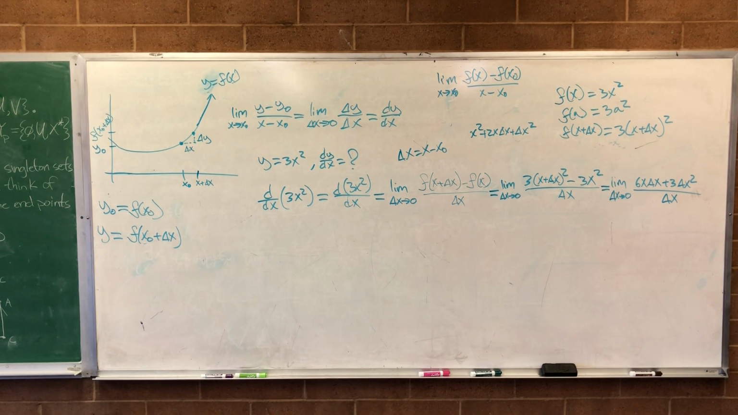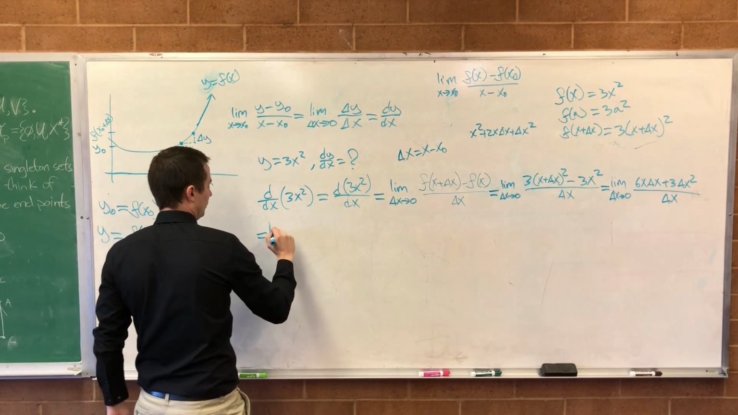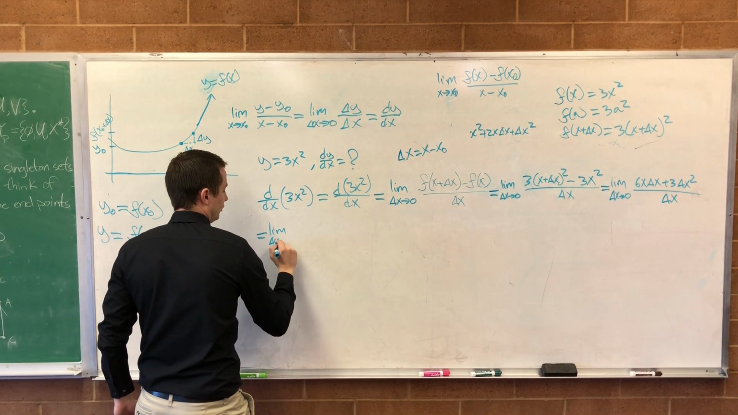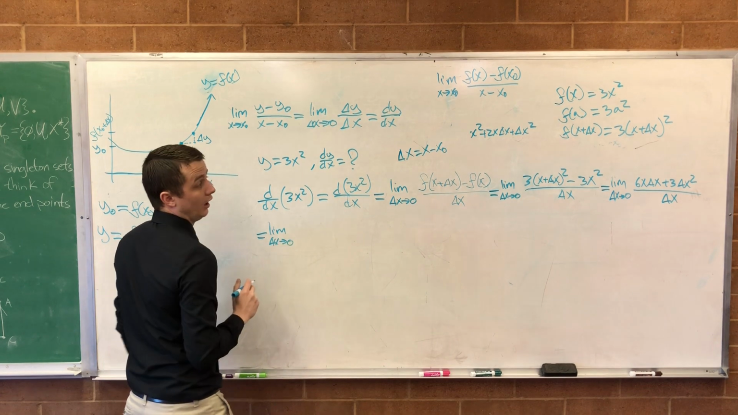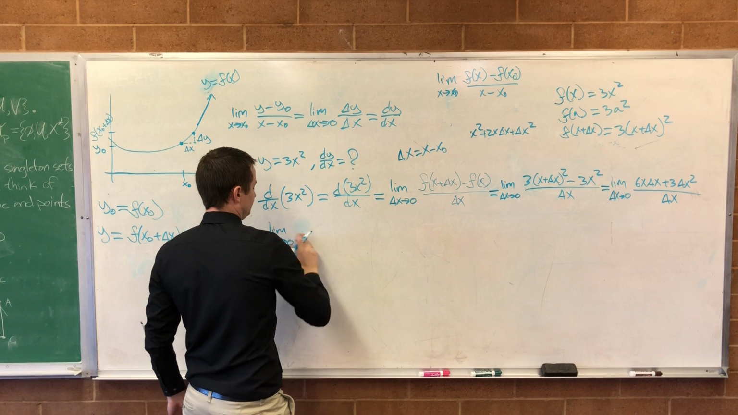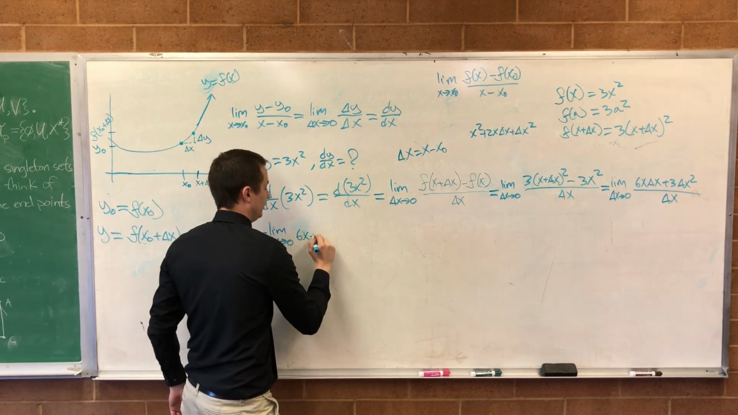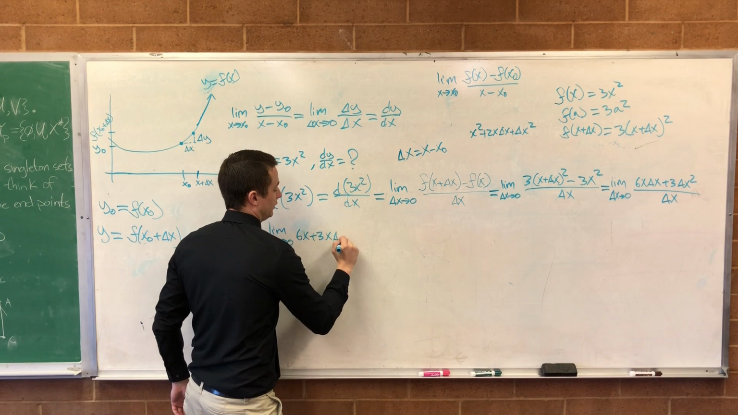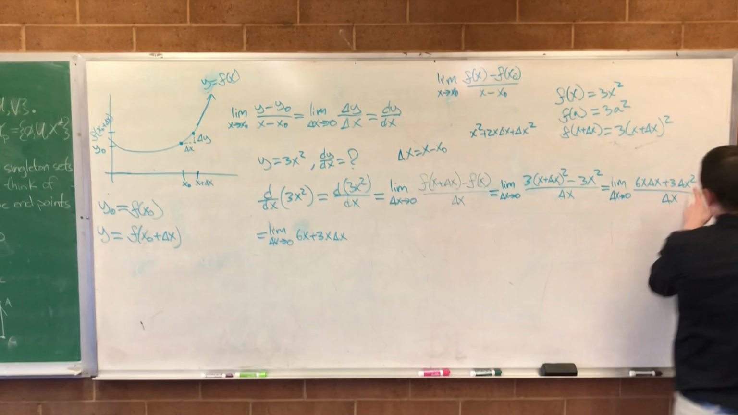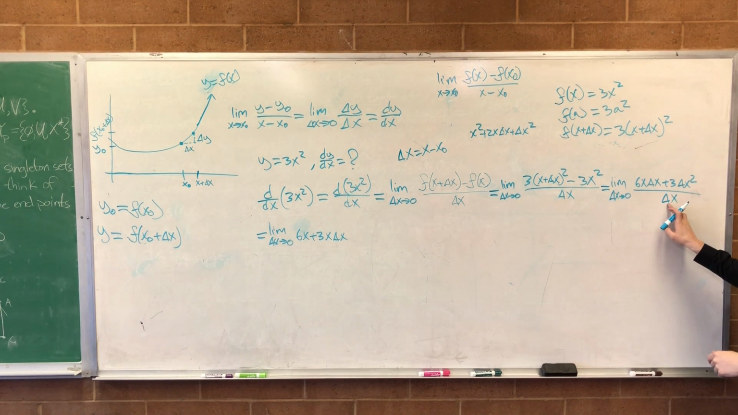Now we can cancel out the delta x from the numerator and the denominator. So this is equal to the limit as delta x approaches 0 of 6x, we cancel out 1 delta x from that term, plus 3 delta x. Notice that you still have 1 delta x in this term, because we can only cancel out one of them. That's only 3 delta x, right? Not 3x delta x.